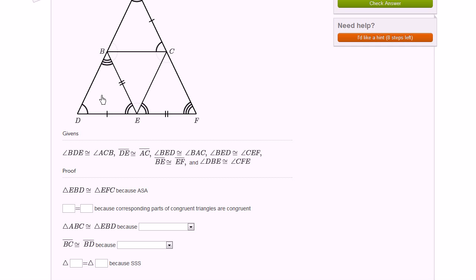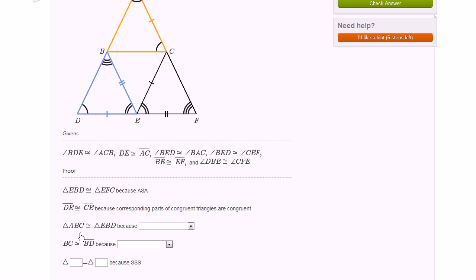So based on the fact that EBD and EFC are congruent, EC's corresponding side would be what? Well, it's the side that's opposite the triple angle. So it's going to correspond to side DE. So we could say that DE is congruent to EC. DE is congruent to EC because they're corresponding sides. They're both the sides opposite this triple angle. Segment DE is congruent to segment EC. There you go, and that worked out.